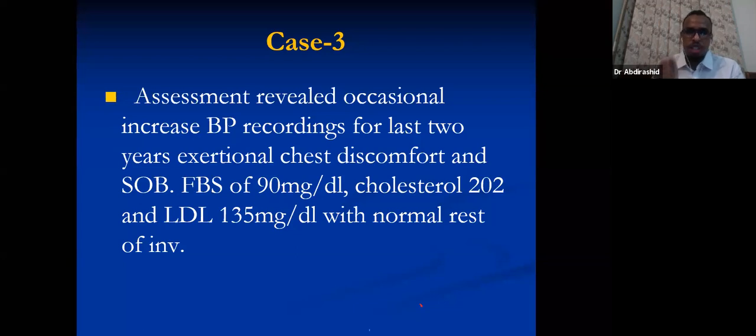Years, exertional chest discomfort I mentioned, and SOB, shortness of breath, and FBS of 90 milligrams per deciliter, cholesterol is 202 and LDL is 135 milligrams per deciliter, with the rest of the investigation normal.